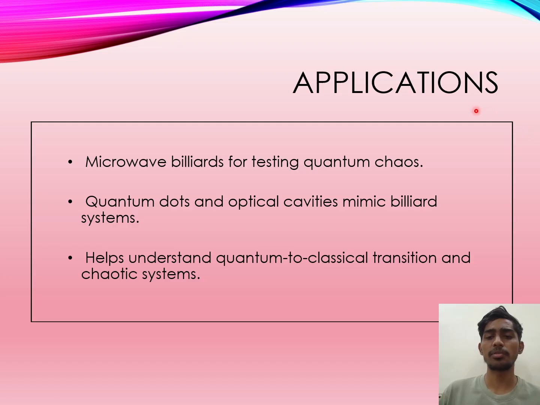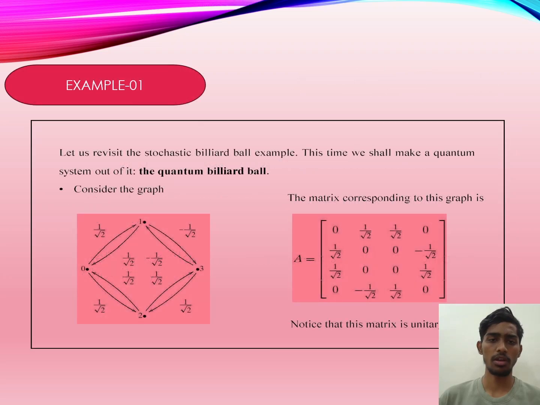Applications. The applications that have been used in quantum billiards are microwave billiards for testing quantum chaos, quantum dots, which are known as cross products or dot products, optical cavities, and mixed billiard systems, which help understand quantum to classical transition and chaotic systems, and more. Now, as we come to our first example of a quantum billiard ball, let us read.